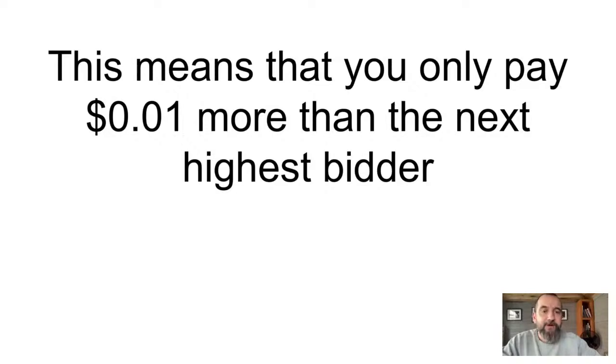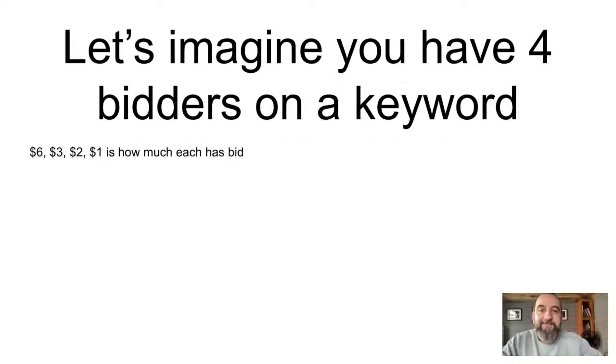So there's an awful lot of high bidding going on where they're just going to basically price you out of the whole thing. There is ways around that, though. Don't worry, we're coming to that. Right, so let's imagine you have 4 bidders on a keyword. So one's bidding $6, $3, $2, and $1, each of them respectively. Right, that's how much each of them has actually bid.